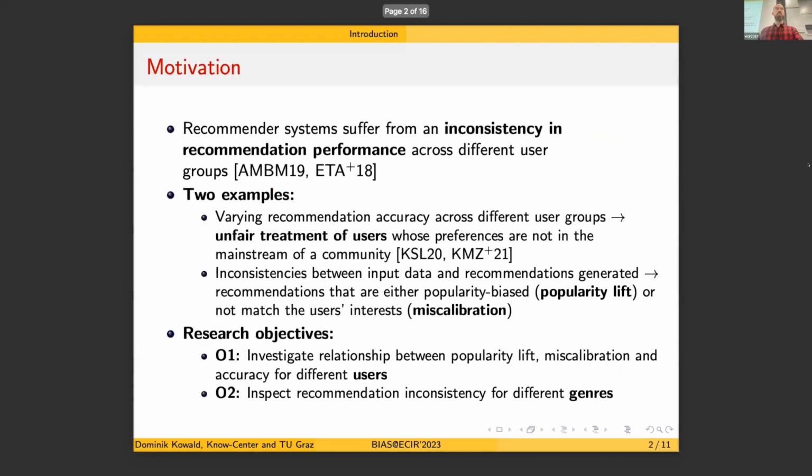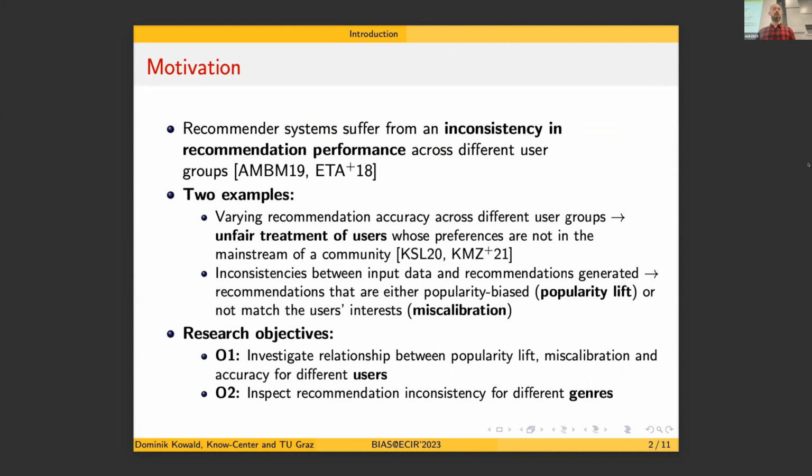Okay, starting with the motivation of this work, I think we can all agree that recommender systems are quite useful tools that help us finding information. But related research has also found that there are some issues. For example, that they suffer from an inconsistency of recommendation performance across different user groups. I have two examples here.